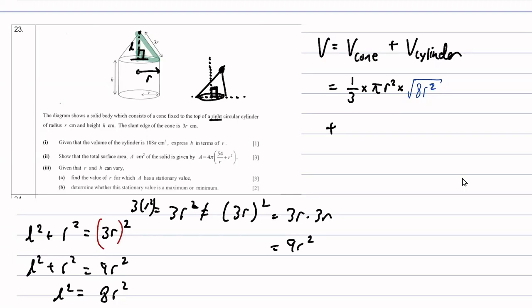Not enough. You still need to add the volume of the cylinder. What's the volume of cylinder? Pi r squared, the base area, times the height, h. Okay? Good. But what else do we know about the volume? Total volume, what did they say? 108 pi. So you can just fill in the blank with 108 pi. Is it clear?